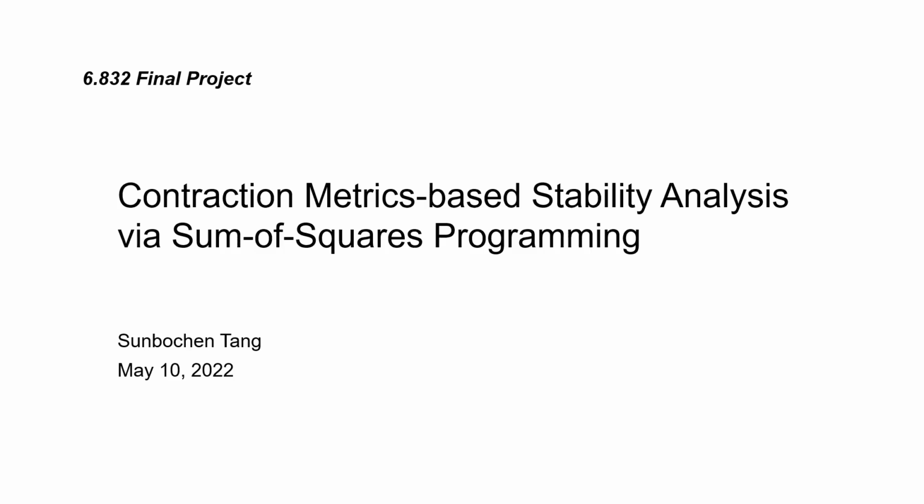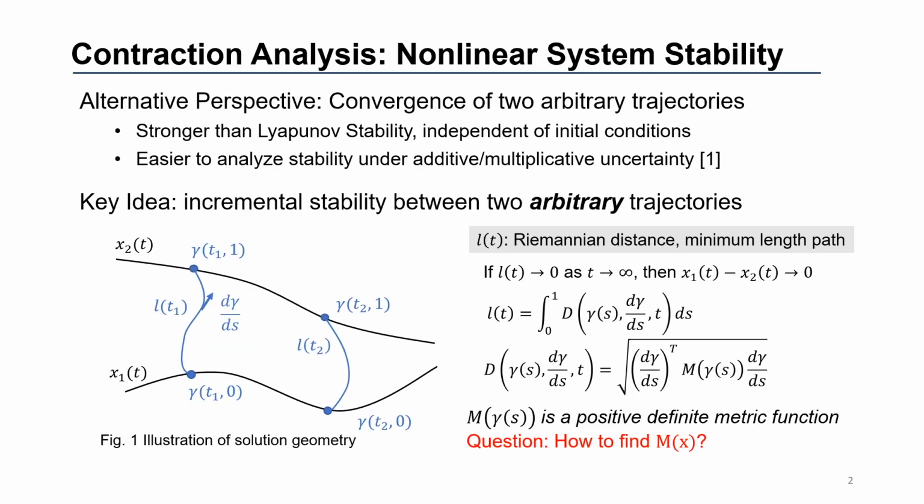In this project, we explore using contraction metrics-based stability analysis for nonlinear systems via SOS programming. Contraction analysis provides an alternative perspective into stability in terms of convergence of arbitrary trajectories. It's stronger than Lyapunov stability, independent of initial conditions, and it's shown that it's easier to analyze stability under uncertainty in this framework. The key idea is we investigate incremental stability between arbitrary trajectories.